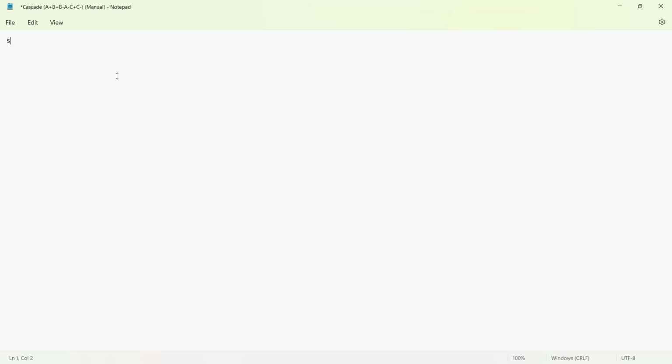As usual, step 1 is to write the given sequence of cylinders, that is A plus, B plus, B minus, A minus, C plus, C minus.